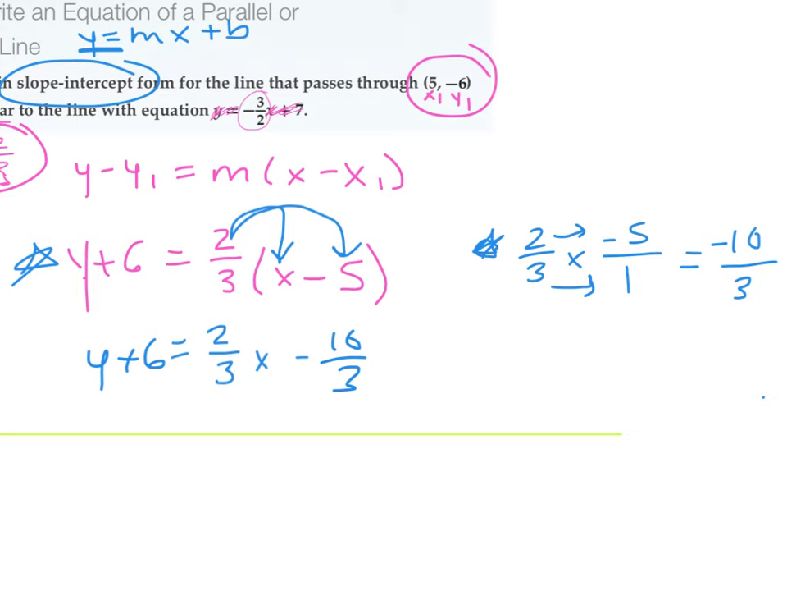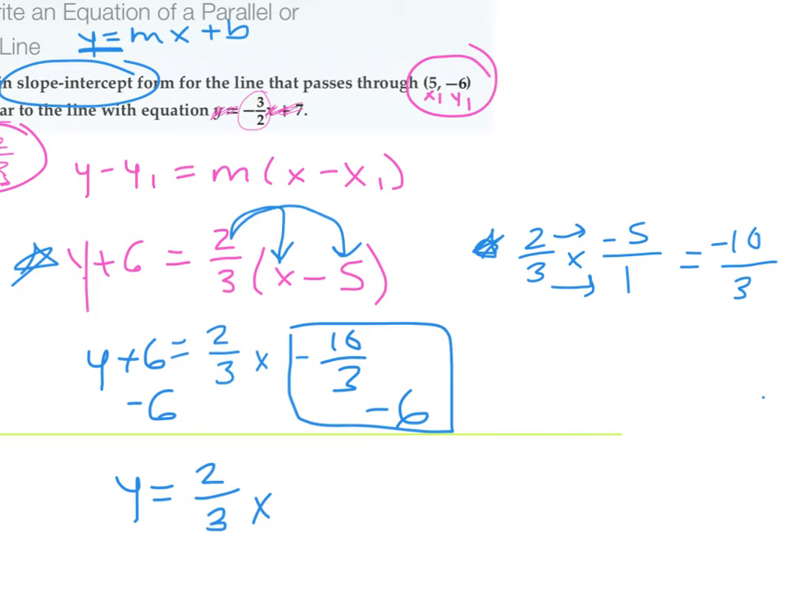So now we need to do one last thing to solve this. Ilka, what do we do? Subtract the 6. Perfect. So now we have y is equal to 2/3 x. And then we need to subtract negative 10 over 3 minus 6. So we need to combine these two terms. So now I'm going to do it on the side again. I have negative 10 over 3 minus 6.